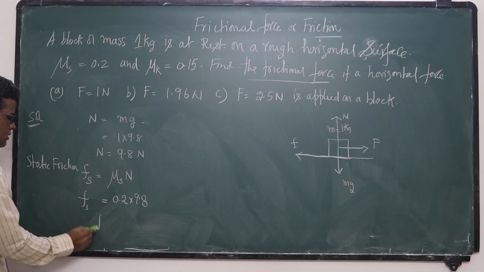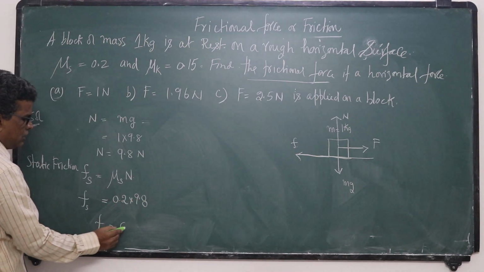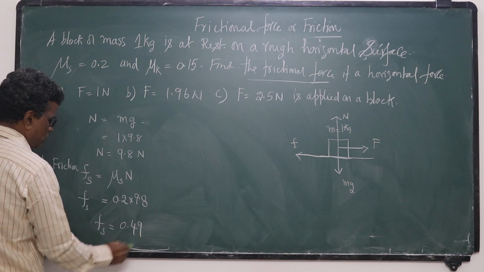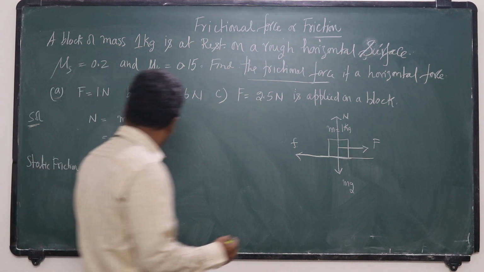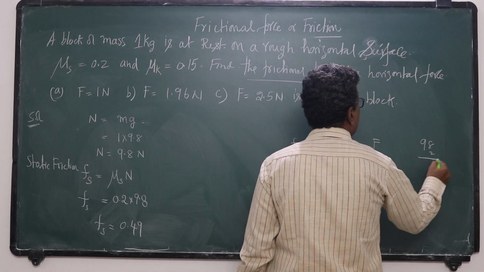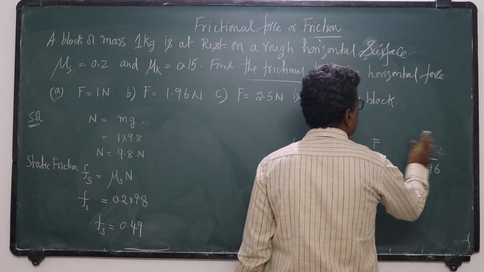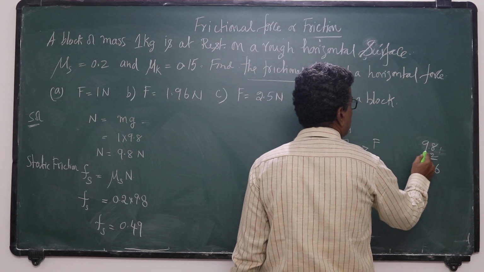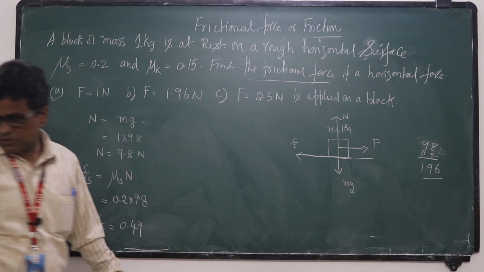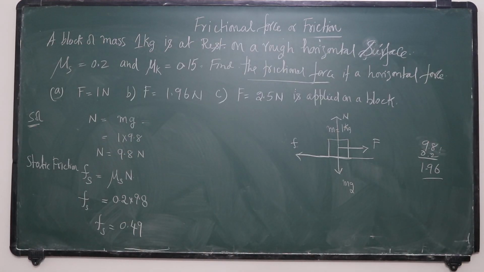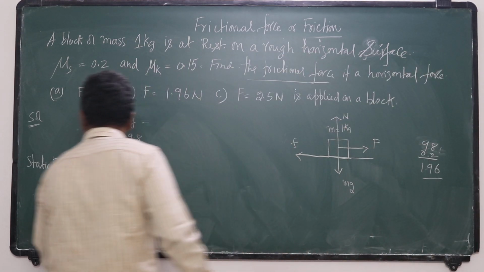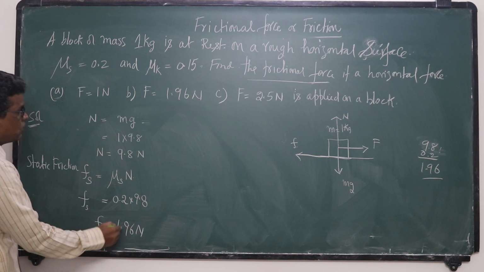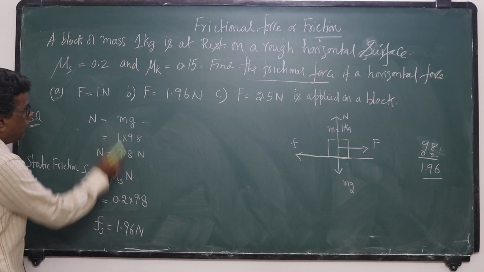It is half of that, 0.49. It is 2.49 I think newtons, isn't it? So 9.8 into 0.2, that is 1.96. So you have to write here: the static frictional force value is 1.96 newtons. Okay, so the applied force is 1 Newton.